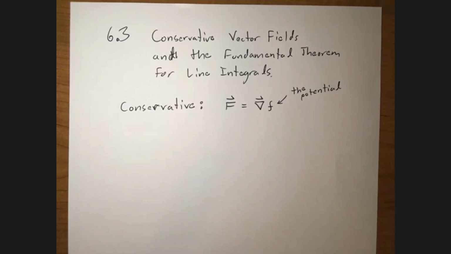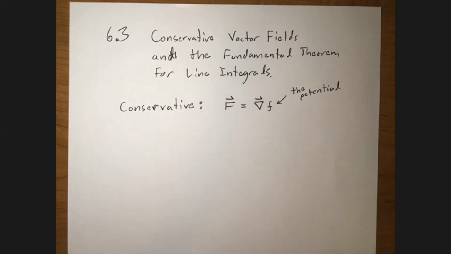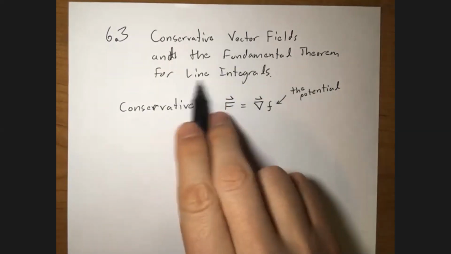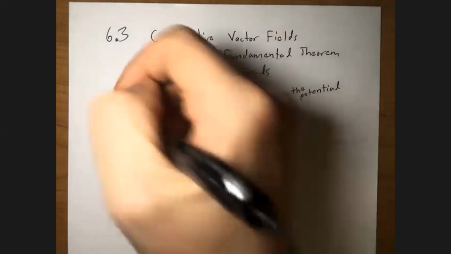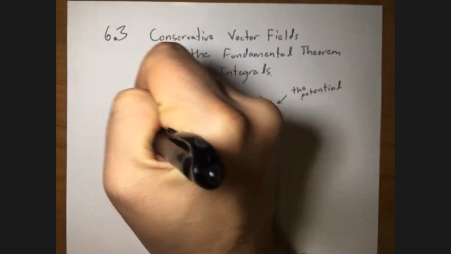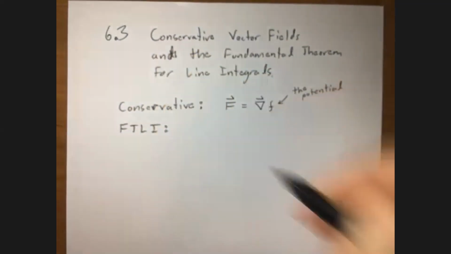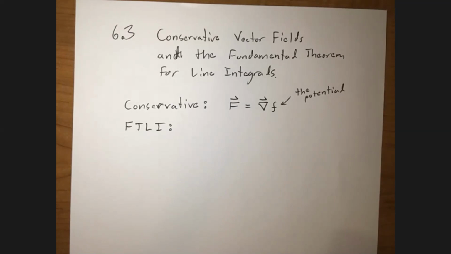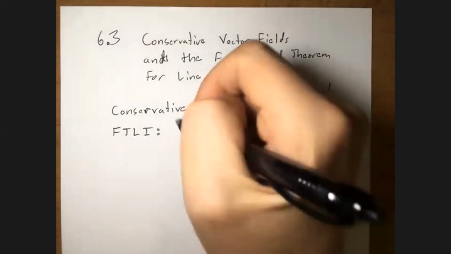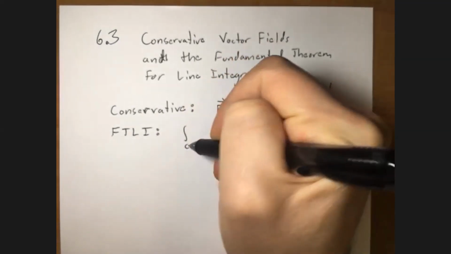So some vector fields are conservative and some of them aren't. Sometimes you can't find this function. Sometimes it doesn't exist. And then we just say it's not conservative. Right? But if it is conservative, we have this great thing called the fundamental theorem for line integrals, FTLI, I'll call it. The fundamental theorem for line integrals says that if you have a conservative vector field, then we can compute its integral in a very special way.